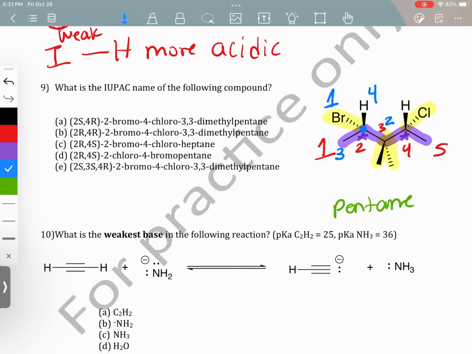All right, so you have the priorities. Now, when you count the priorities, 1, 2, 3, 4, are you going clockwise or counterclockwise? Clockwise. Yeah, you're going like this. So on carbon number 2, it'll be R.